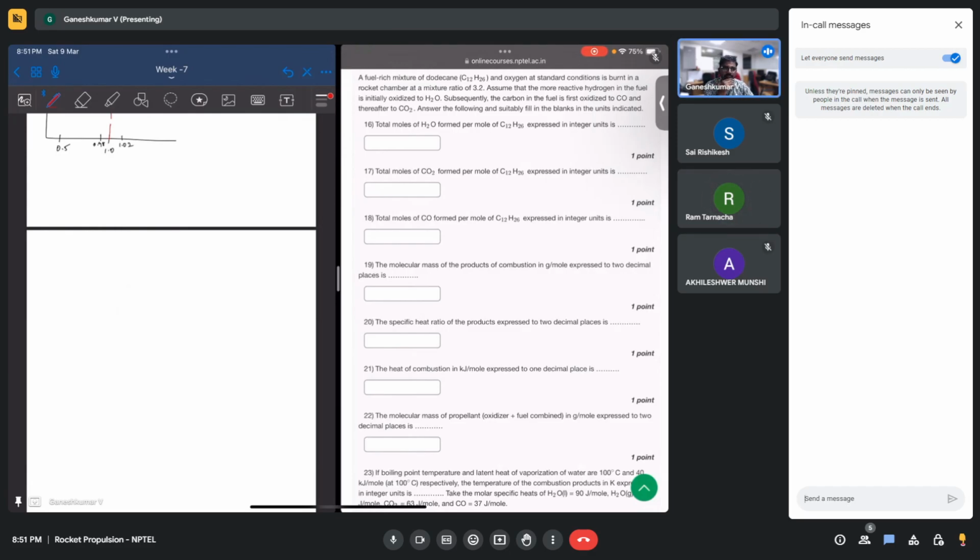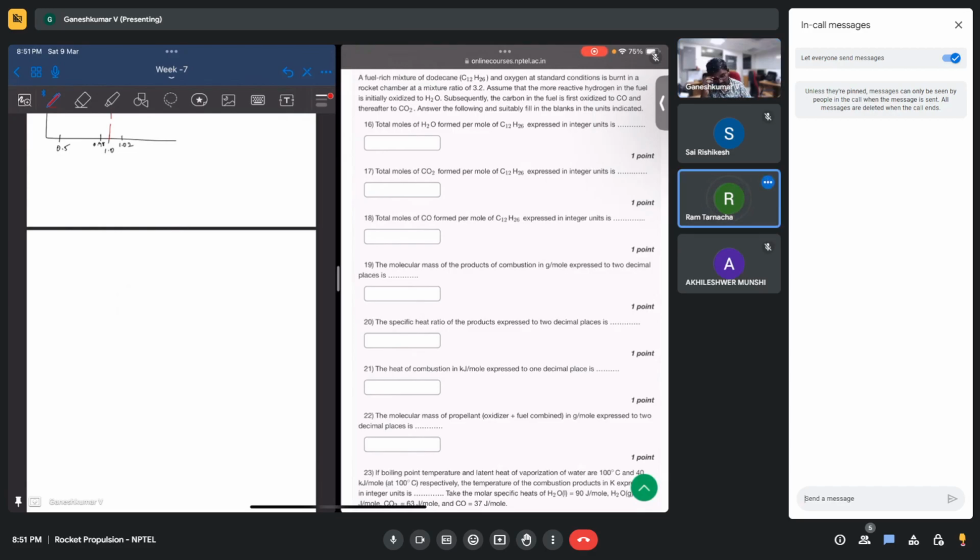Then I think we should think a little bit. You may need to revisit the products you calculated, because carbon is first oxidized to CO. Probably all the carbon might get oxidized to CO based on the mixture ratio. How many oxygen atoms are you getting for the mixture ratio of 3.2?